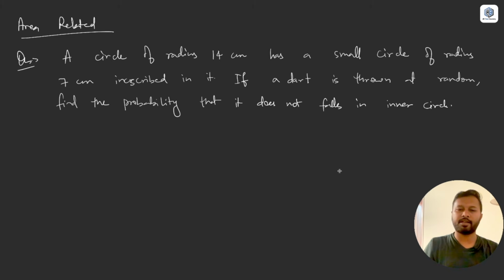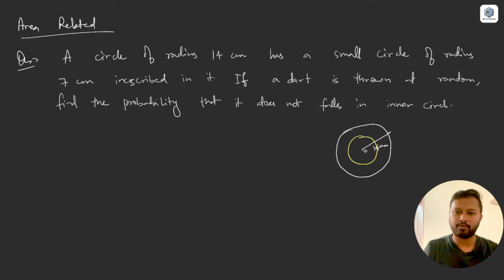So what the question is saying is that you have a circle whose radius is, let's say, 14 centimeters, and then you have a circle inscribed in it. That means you have one more circle inside it whose radius is, let's say, 7 centimeters. Now the question says that you are throwing a dart. So what is the probability that it does not fall in this region? So the probability of it falling in this region is being asked. Okay, so that's the question.